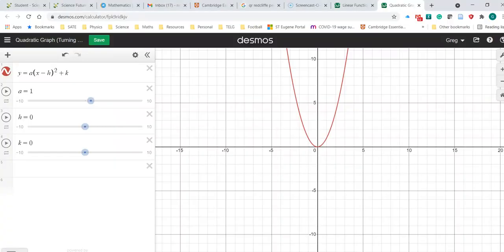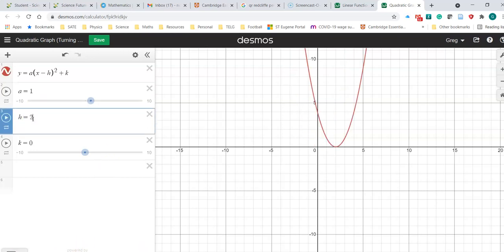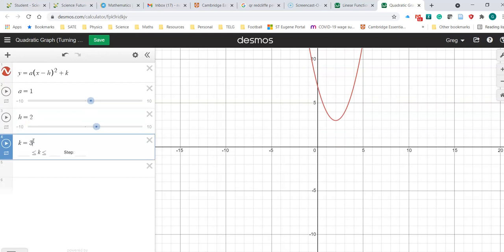Let me go back to the graph. Let me make H, and let's just change this a little bit. Let's make H 2. That means I've translated 2 to the right. And let's make K 3. So I made H 2 and I've made K 3. Do we notice anything significant about my graph now? They have a relationship. What is the relationship between H and K and some aspect of my graph now?